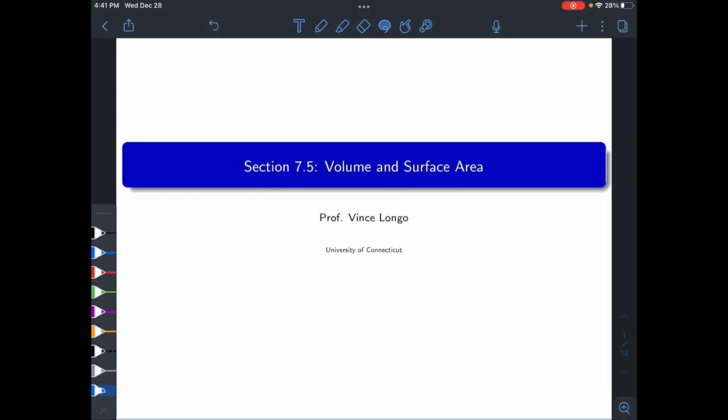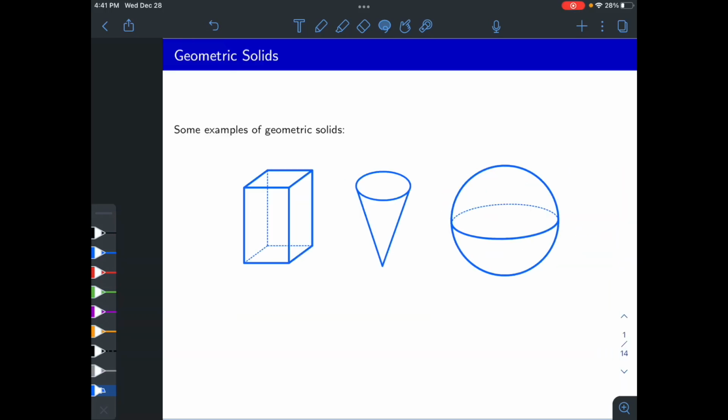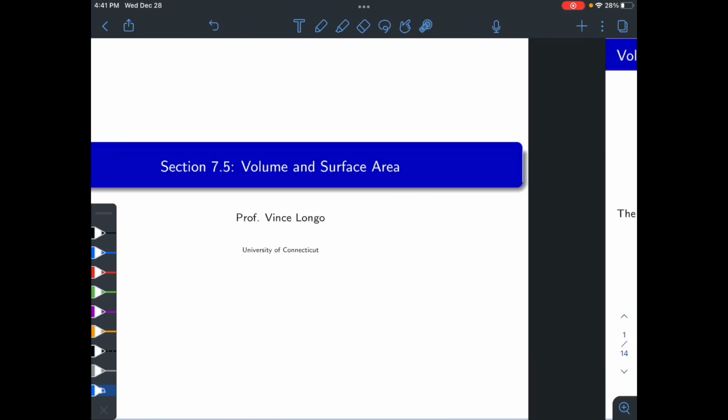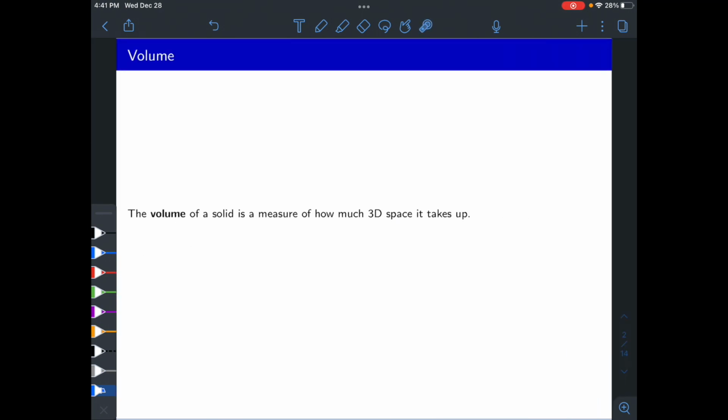Let's discuss volume and surface area. So the volume of a solid is just a measure of how much three-dimensional space it fills up. Imagine that you have some cup and you are filling it up with water. The amount of water that you can fill up in the cup would be its volume.